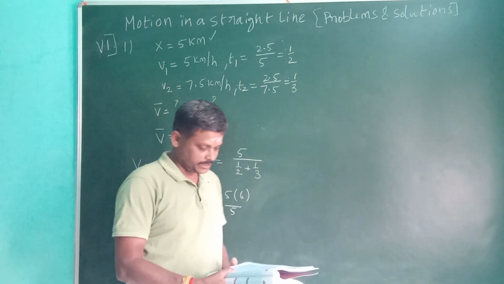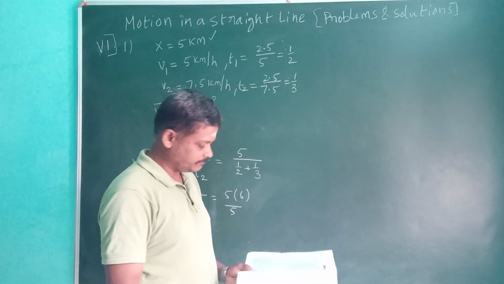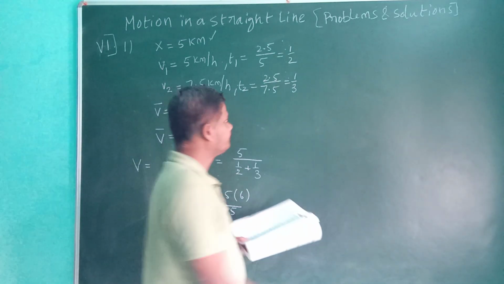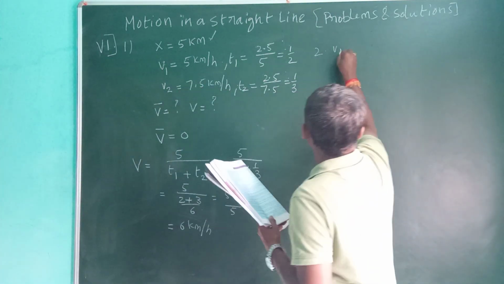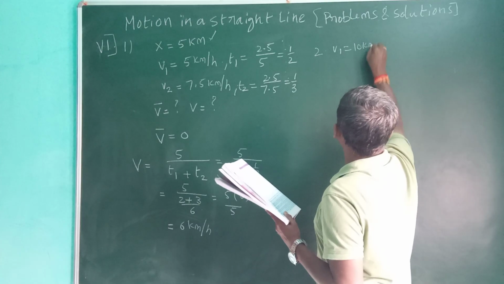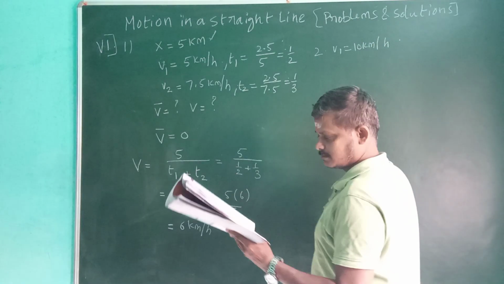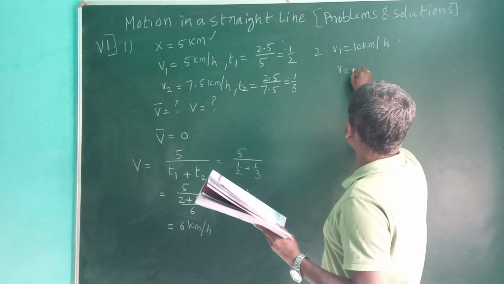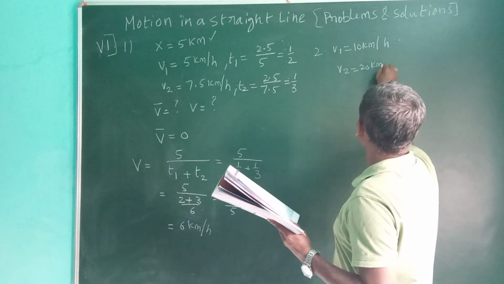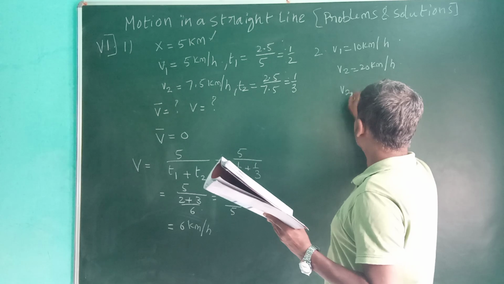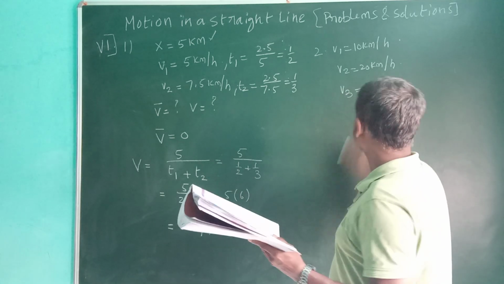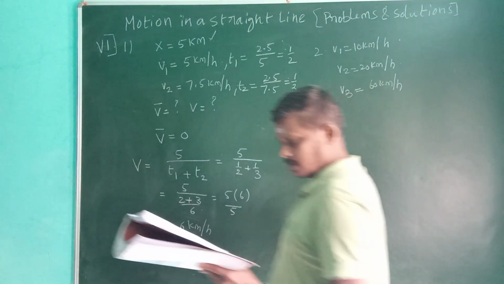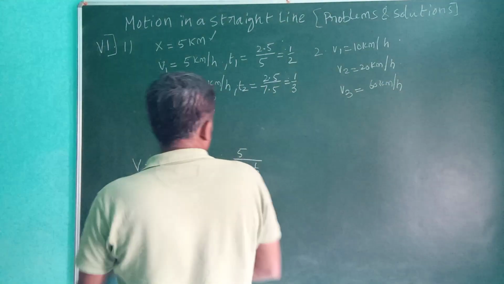The next question is, a car travels the first third of a distance with a speed of 10 km per hour, the second third at 20 km per hour, and the remaining third of the distance at 60 km per hour. Find the mean speed or average speed.